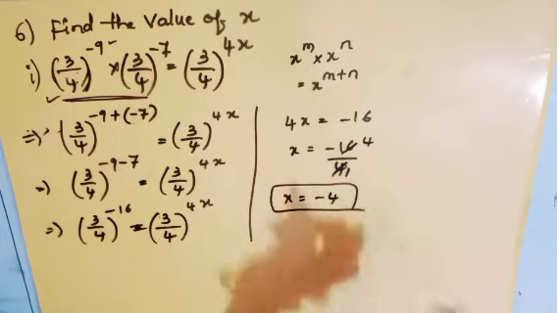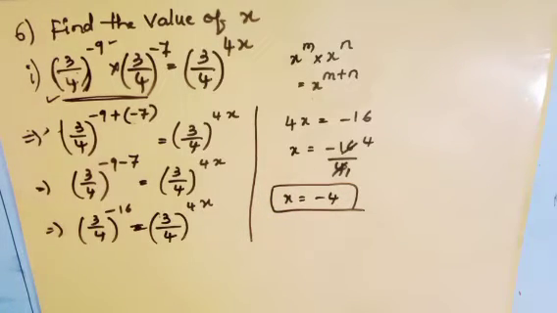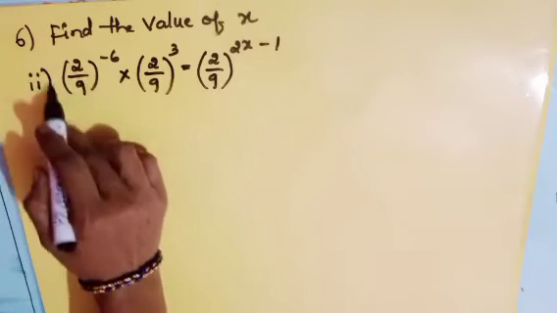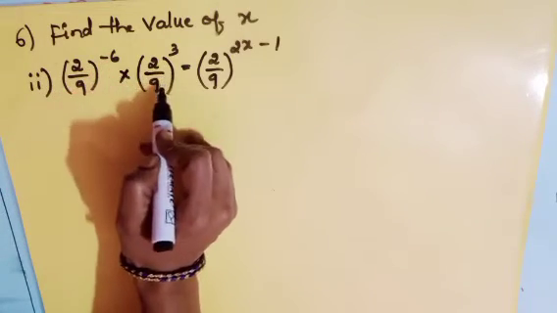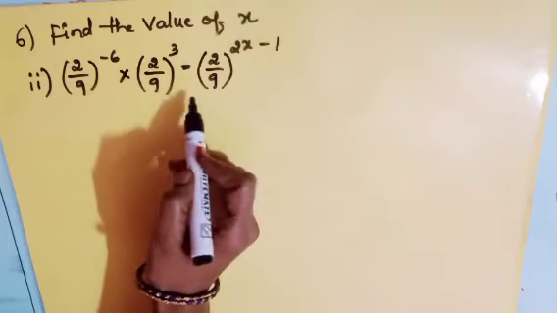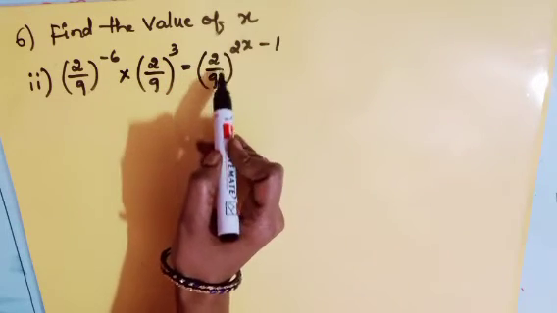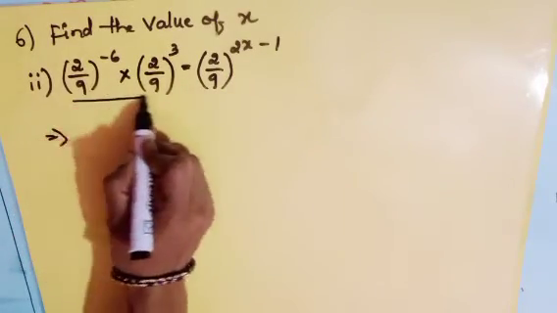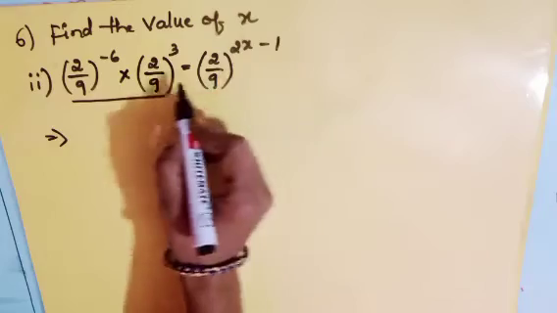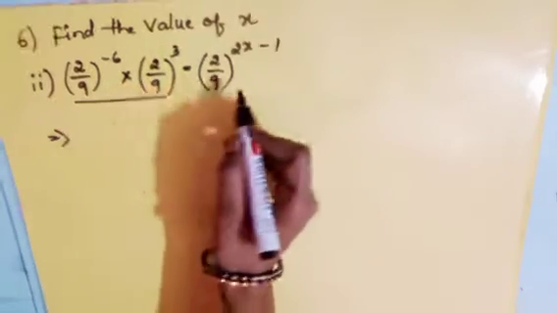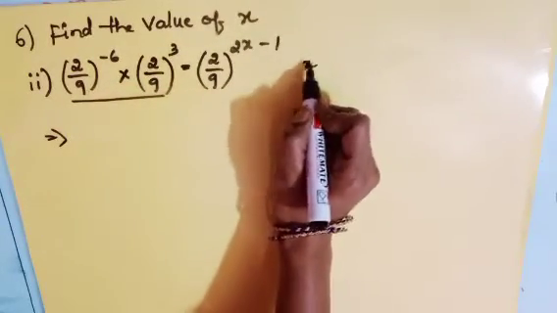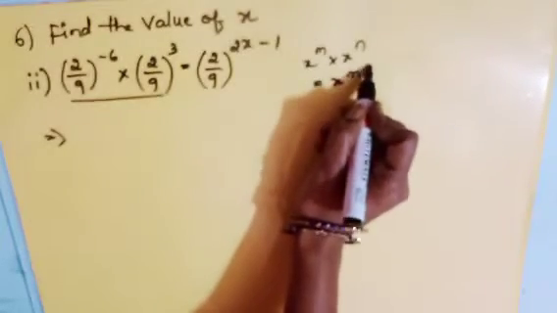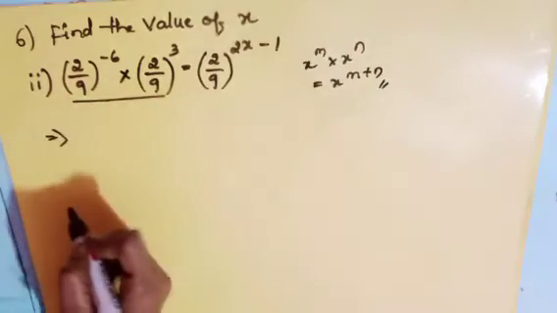So let us solve the next one. Next one, (2/9)^(-6) × (2/9)^3 = (2/9)^(2x-1). See here, left side, same way how we solved the first one, same way we have to solve here. It is also in the form x^m × x^n, that is x^(m+n). So we have to apply here the first law.